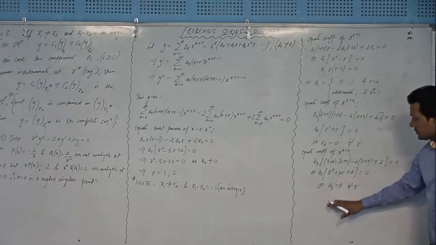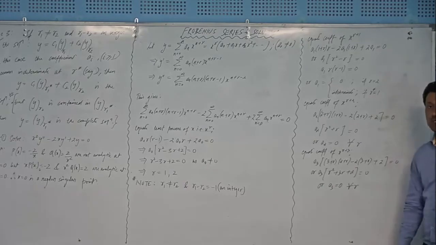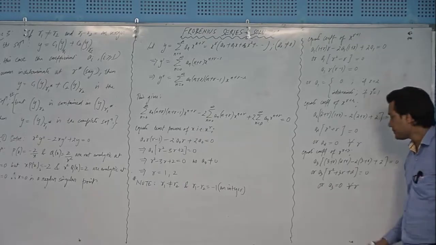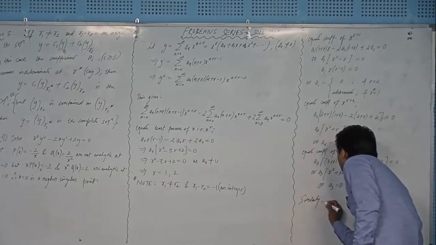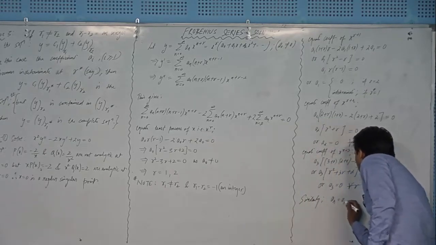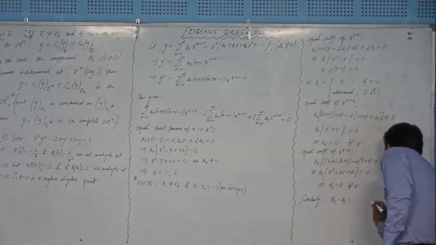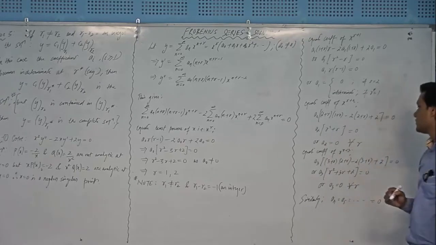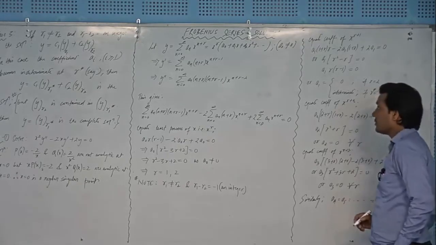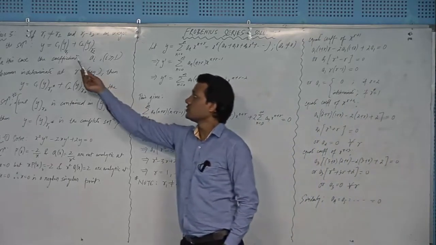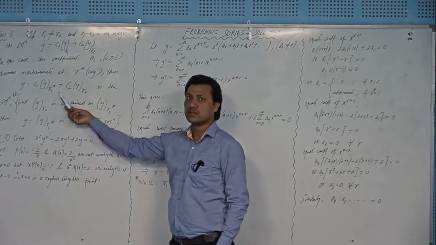So all of the next coefficients will be equal to 0. Similarly, you can show that a4, a5, and all further coefficients become 0. Now I will plug these coefficients into my solution.